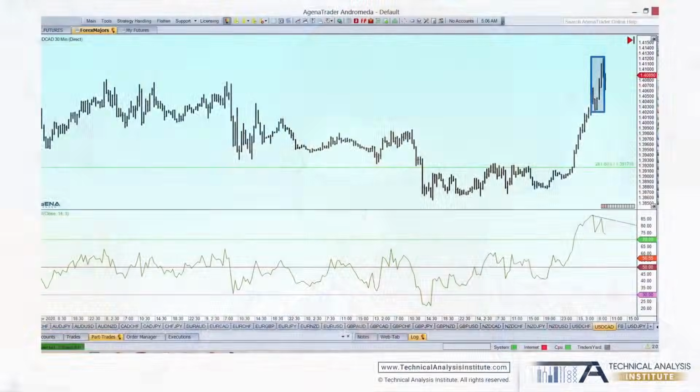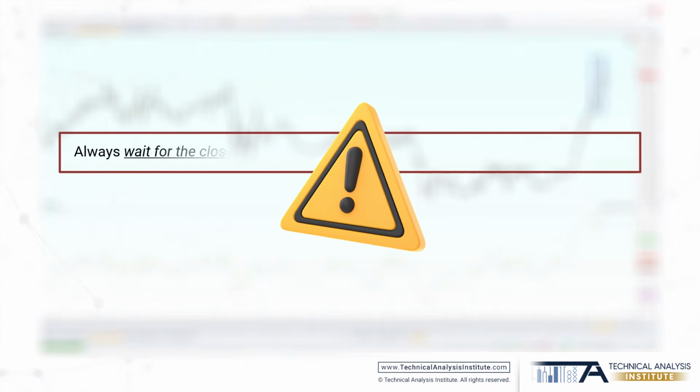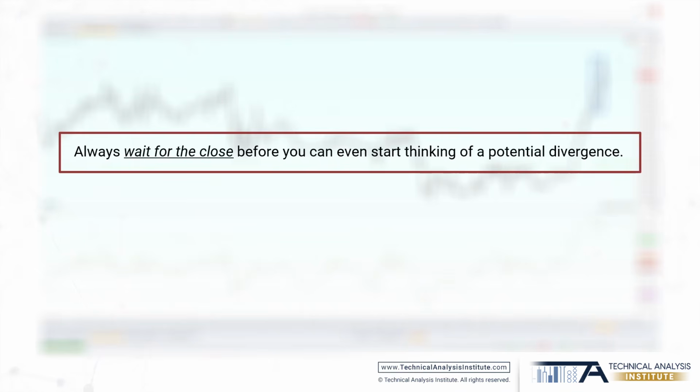So we get excited at the opportunity in front of us and we sell on the close of the last bar. That is exactly when the RSI showed it was going down. Before the close, we don't really know where the RSI is going to end up, and that is worth remembering. Always wait for the close before you can even start thinking of a potential divergence.